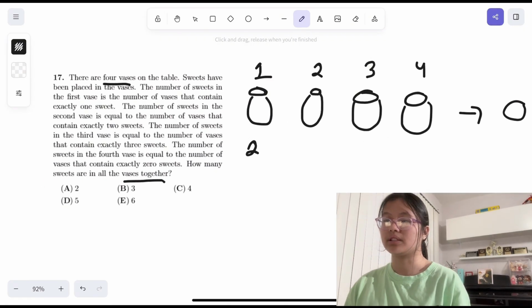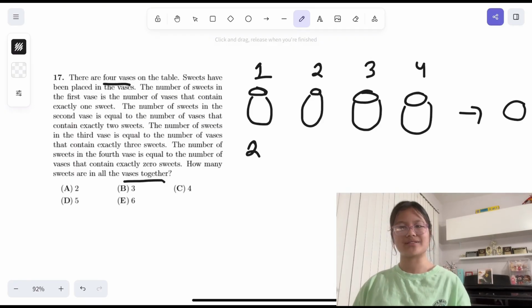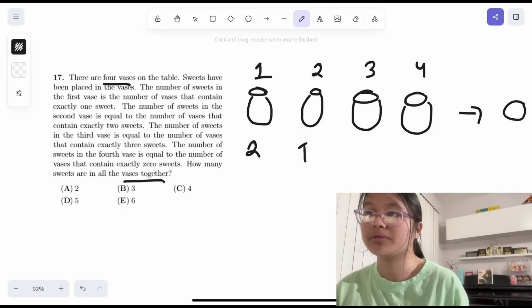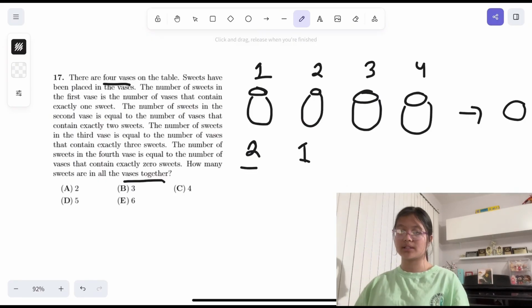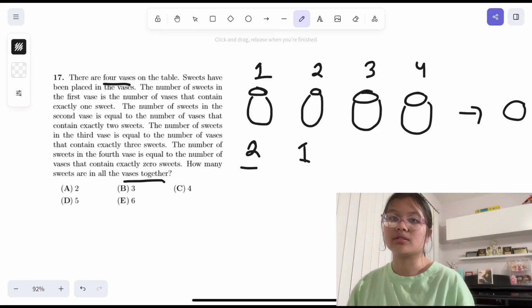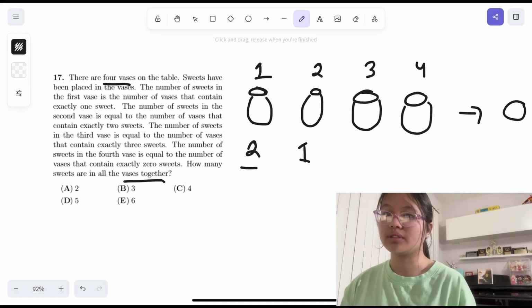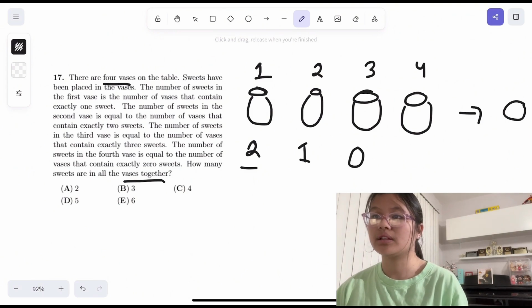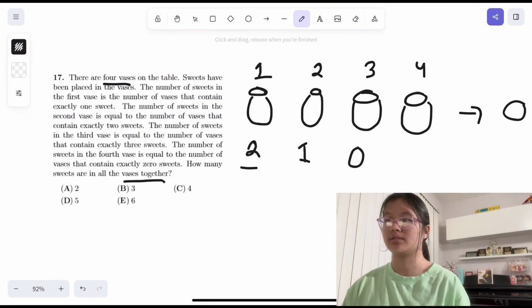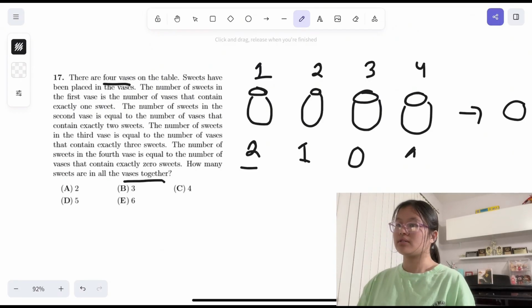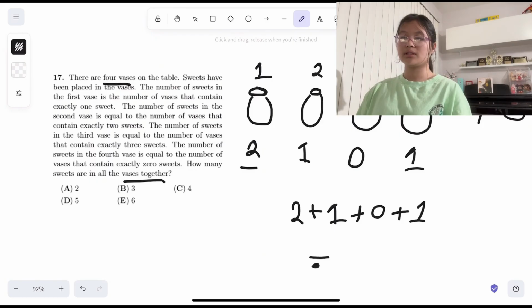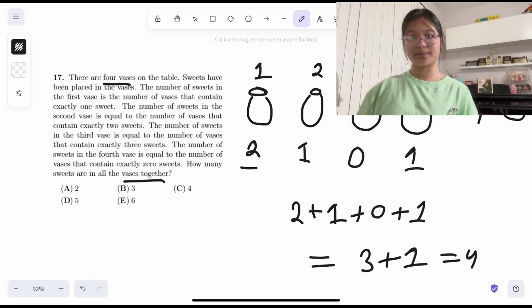So let's say number 1 has around 2 sweets, and the number of sweets in the second vase is equal to the number of vases that contain exactly 2 sweets. So we can say there's 1. The third one basically says 0. And then the number of vases that have exactly 0 sweets is 1 vase. So now 2 plus 1 plus 0 plus 1, that's 3 plus 1, and that equals 4. So our answer is C.